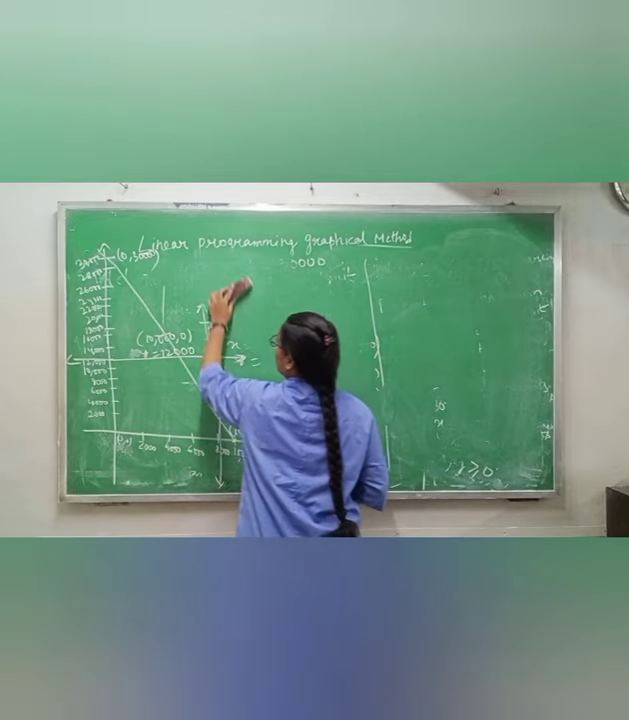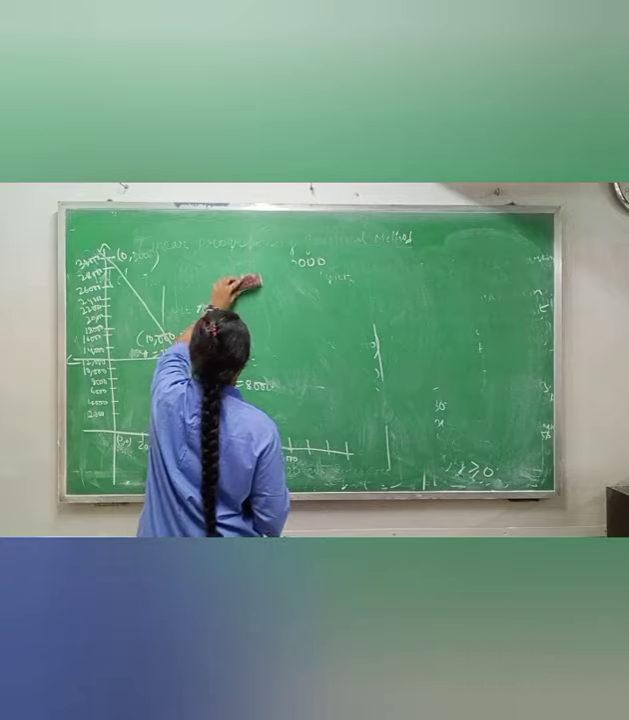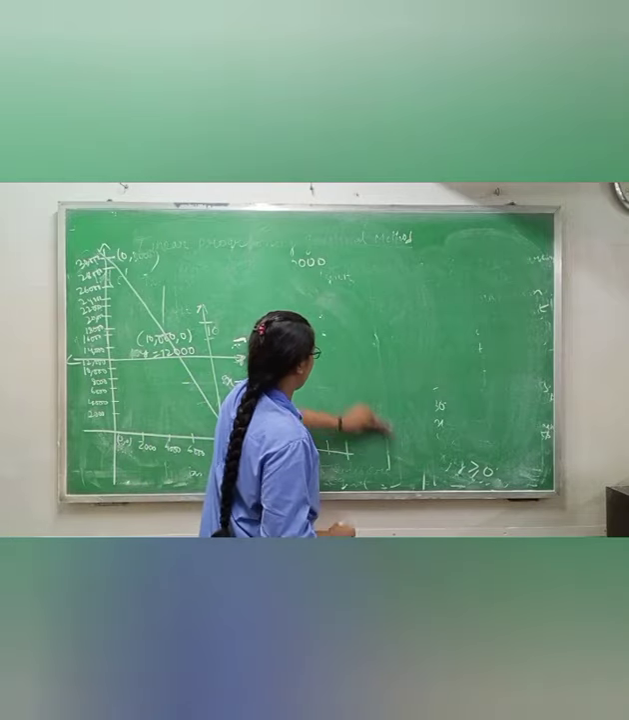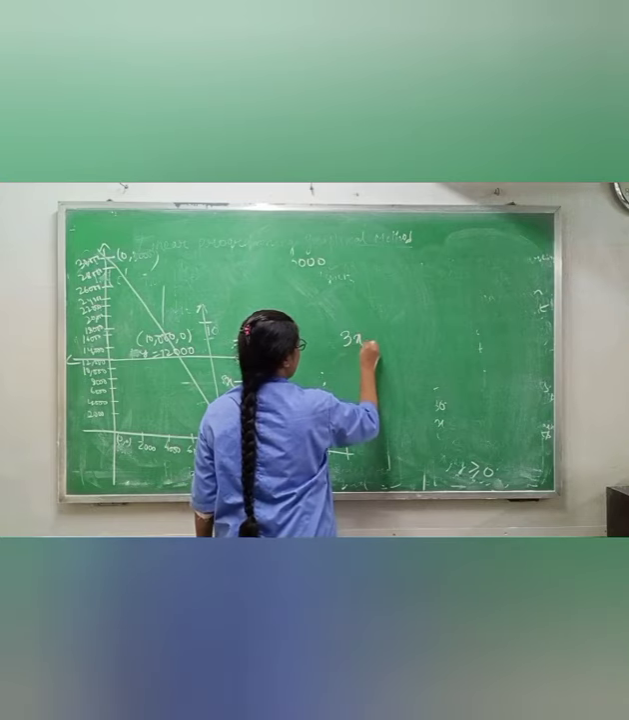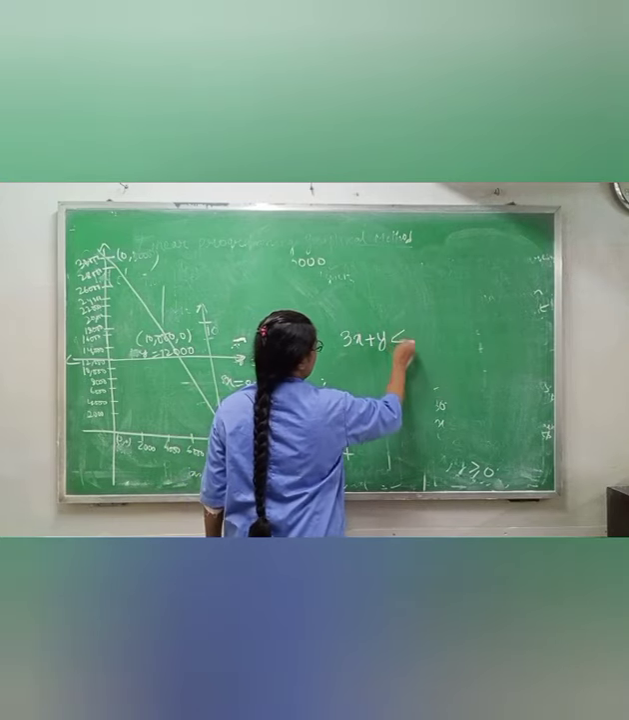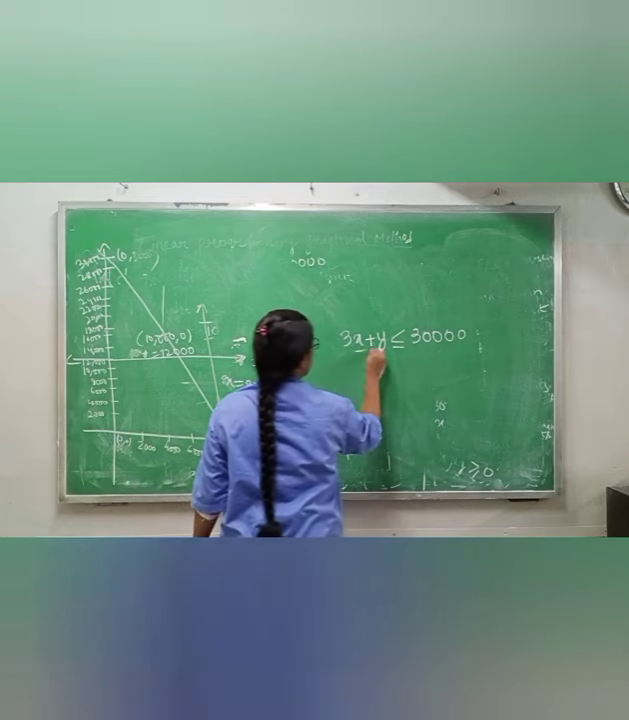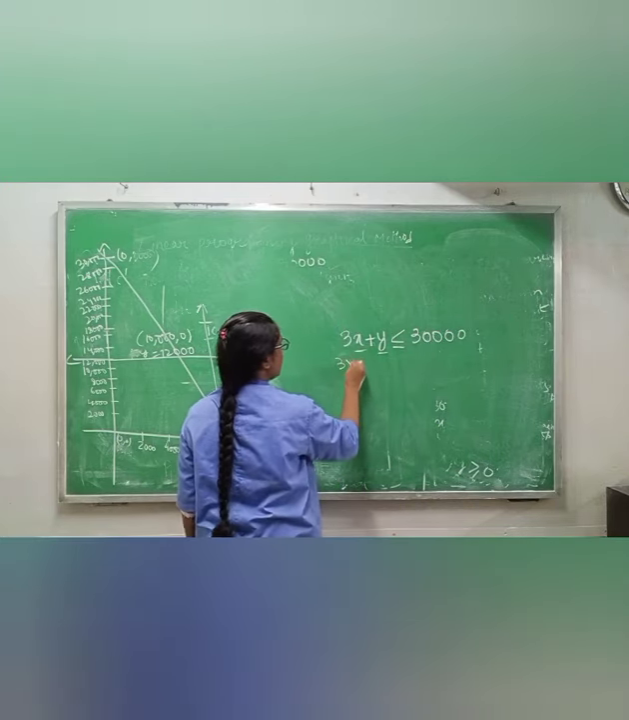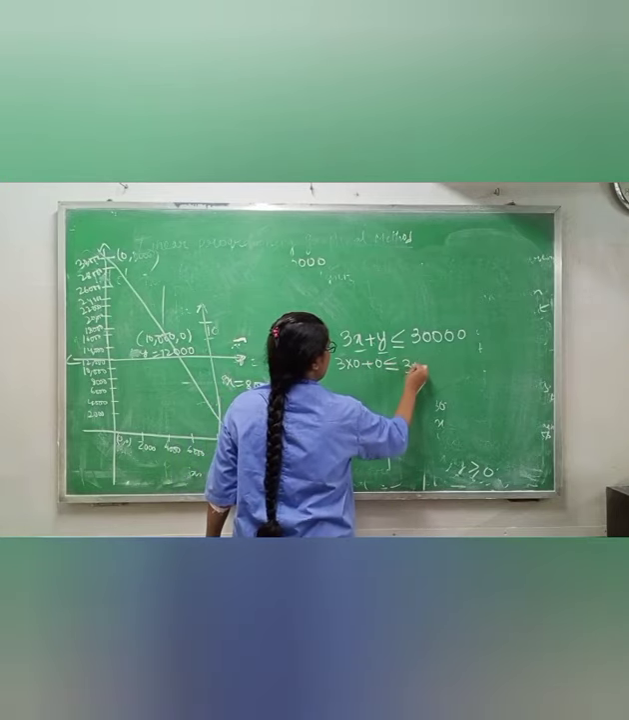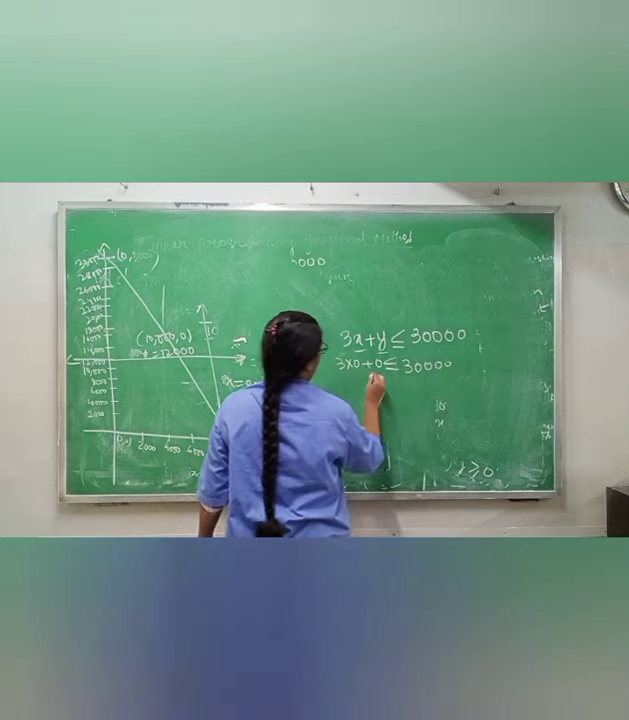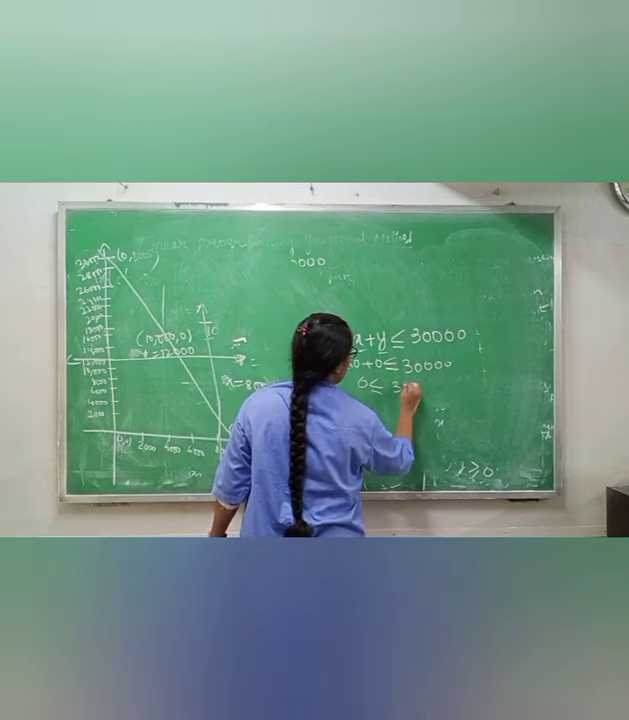After this, what you have to do is find the visible region. How will you find the visible region? Seeing the constraint, your constraint was 3x plus 8y less than or equal to 30,000. Now in place of x and y, what will you put? 0. So 3 into 0 plus 0 less than or equal to 30,000. What are you getting? Of course it is true, because 0 is always less than or equal to 30,000.